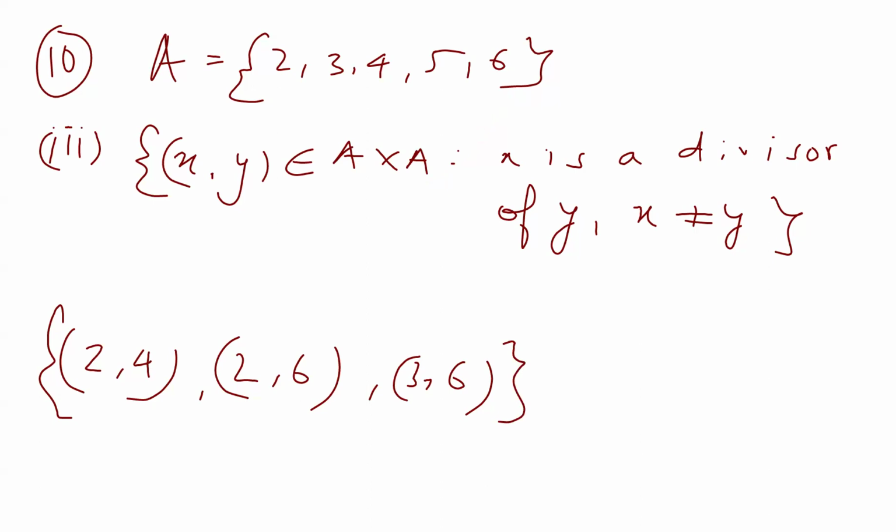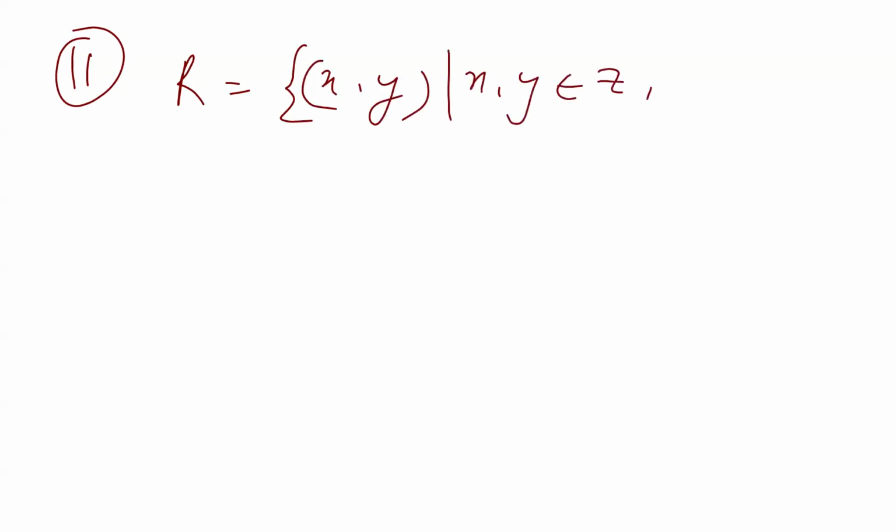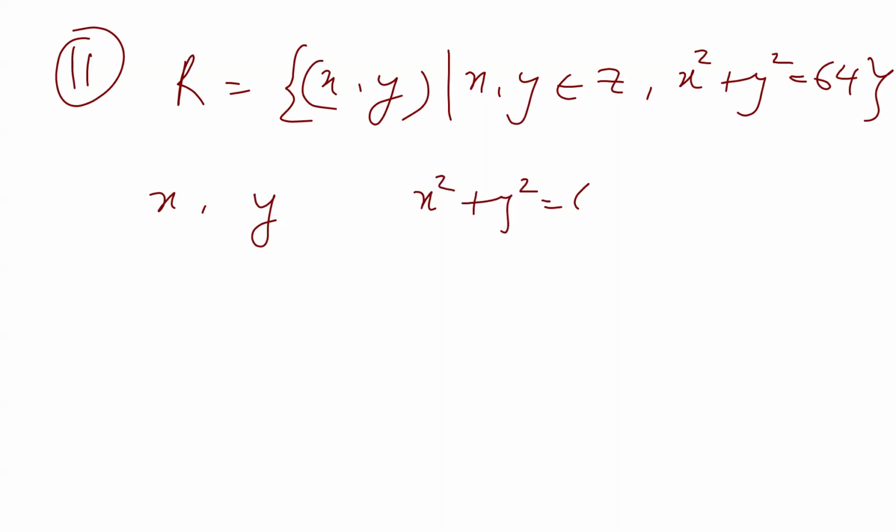Question number 11. R is a relation which has x comma y as ordered pairs. x, y belong to integers, and x square plus y square is equal to 64. Relatively simple problem. So x square plus y square should give you 64.